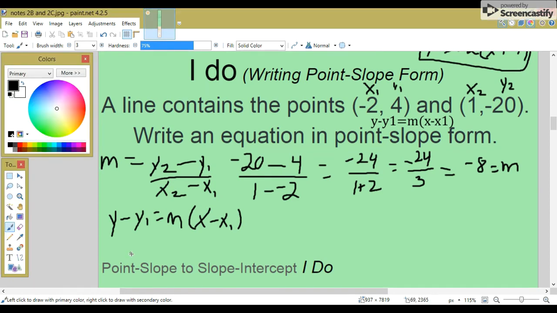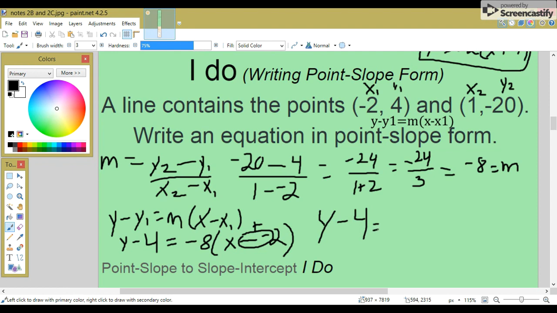We have y minus 4 equals negative 8 parentheses x minus negative 2. These two negatives make a positive, so our point-slope form will be y minus 4 equals negative 8 parentheses x plus 2.